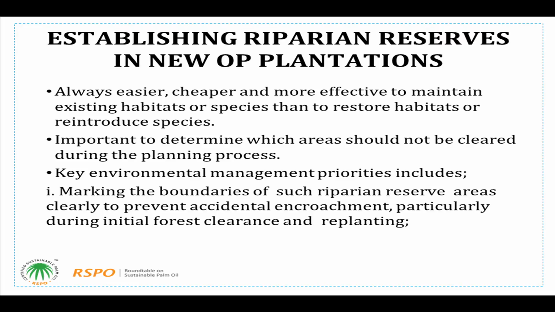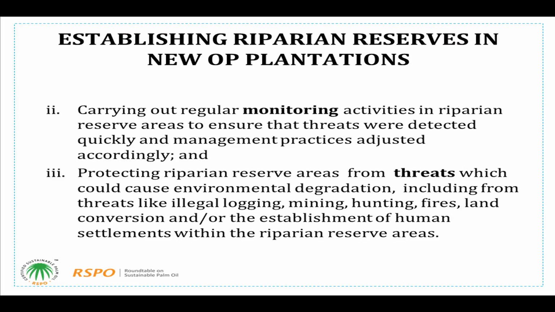So the key environmental management priorities include marking the boundaries of such riparian areas to prevent accidental encroachment during clearing of this area, carrying out regular monitoring activities in riparian reserves to ensure that threats are detected quickly and management practices adjusted accordingly, and protecting riparian areas from threats which could cause environmental degradation, including hunting, fires, and encroachment from humans.